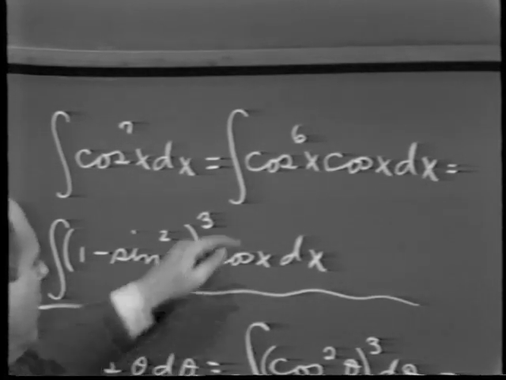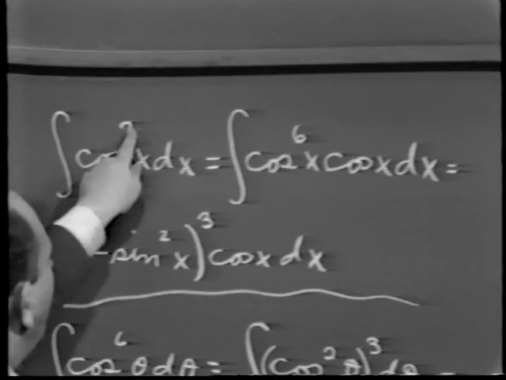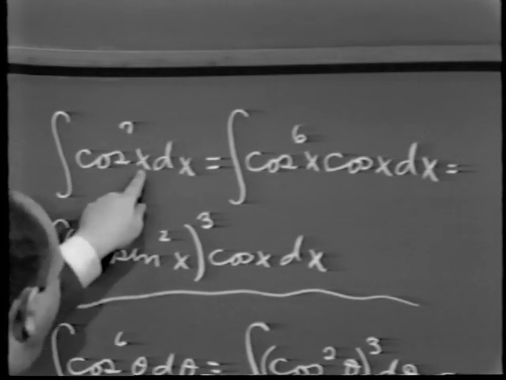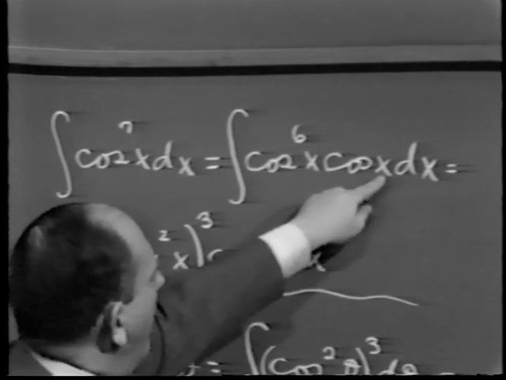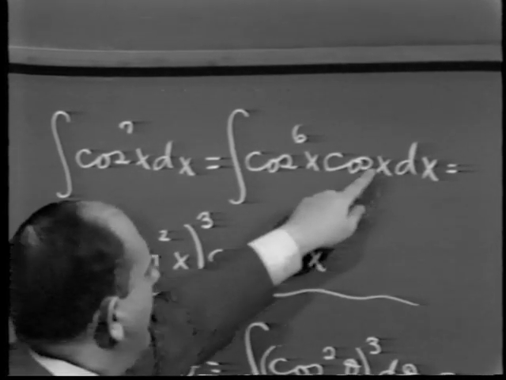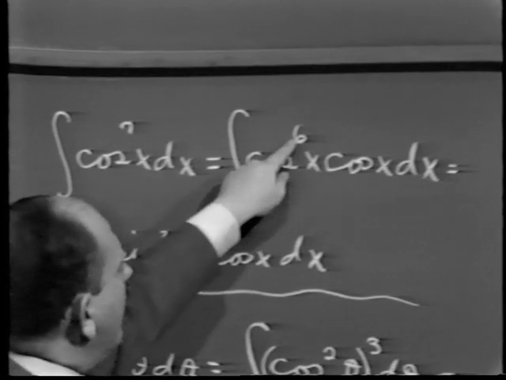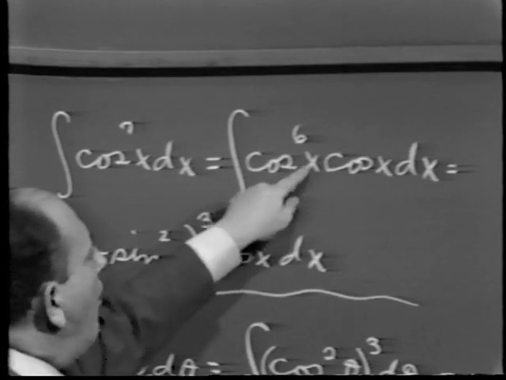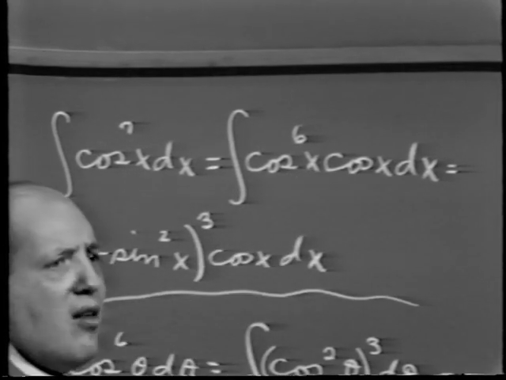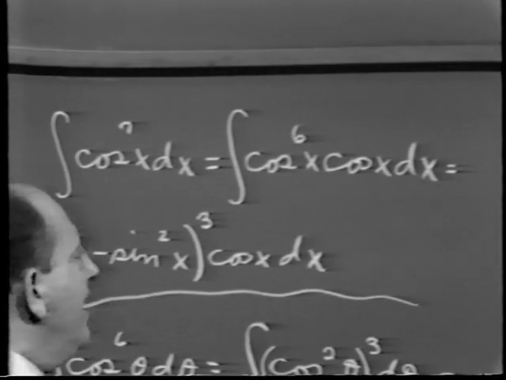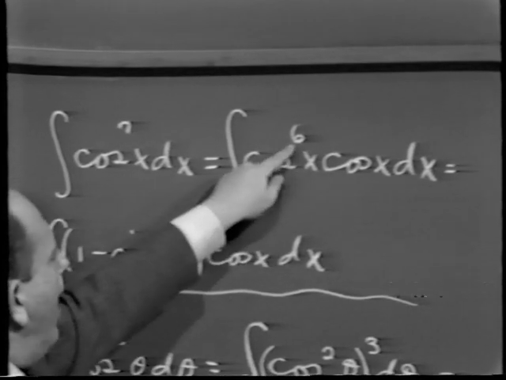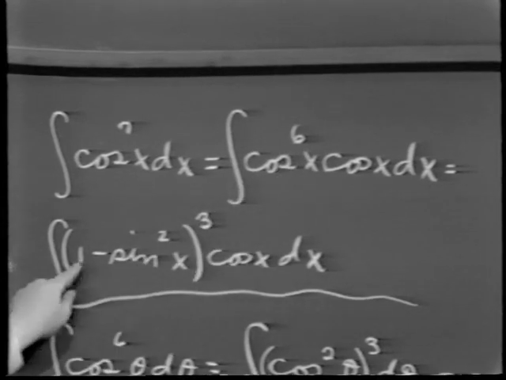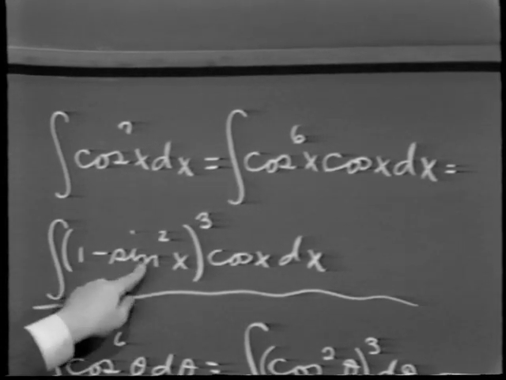For example, frequently what happens is, if we have cosine x raised to an odd power, a very convenient way of handling this is to split off one of the factors of cosine x separately. In other words, write this as cosine x to the 6th power times cosine x dx. The idea being that cosine squared can be written as 1 minus sine squared. In other words, cosine x to the 6th power is really cosine squared x cubed. But cosine squared x is 1 minus sine squared x.